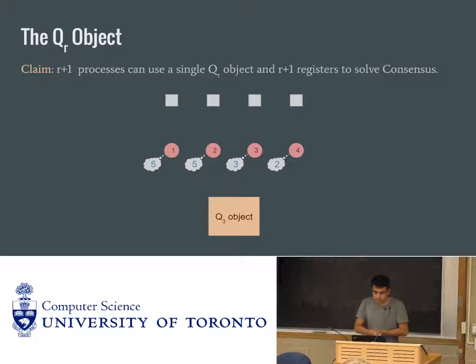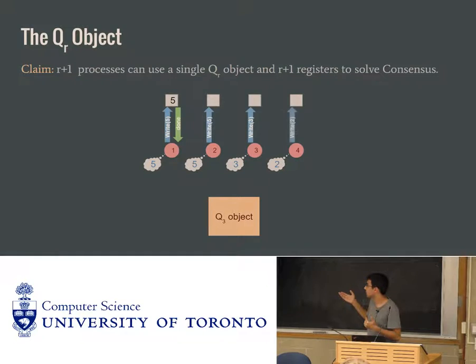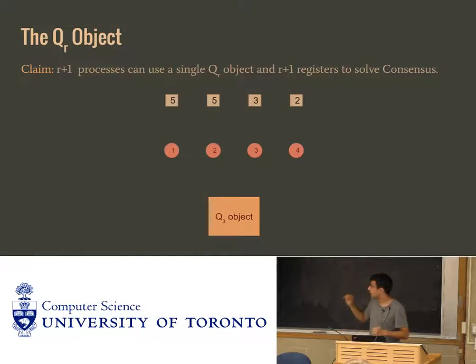The way that you can solve consensus, or one way, is you can have these processes store their input values into the registers. This is called announcing their values. Once these values have been announced, we notice one thing. If we can elect a leader amongst the 4 processes, then each of the processes can just read that leader's register and decide the value of that register.